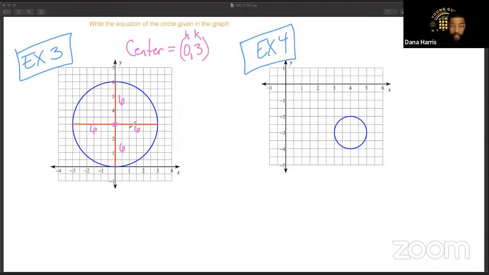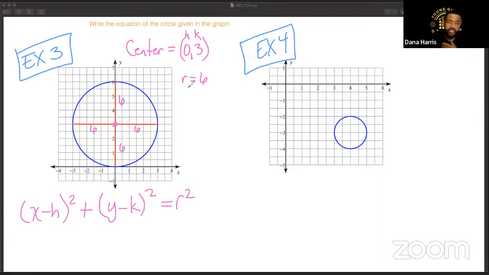Now the radius, as we can see, we've already counted the radius. The radius equals 6. So now remember, we want the equation x minus h to the second power plus y minus k to the second power equals r to the second power. All right, so now we know h and k, we know r. All we got to do is just plug it in, right? So here, x stays the same, minus 0 squared plus y minus 3 squared equals 6 squared.